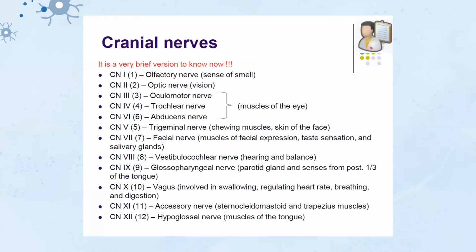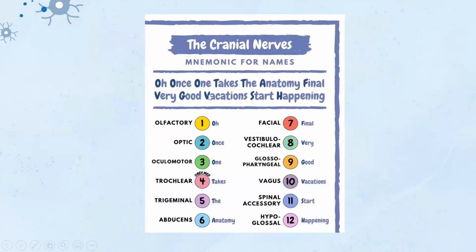So luckily there's a mnemonic to remember all of these nerves. The mnemonic is: Once One Takes The Anatomy Final, Very Good Vacation Starts Happening, and each letter corresponds to the nerve.